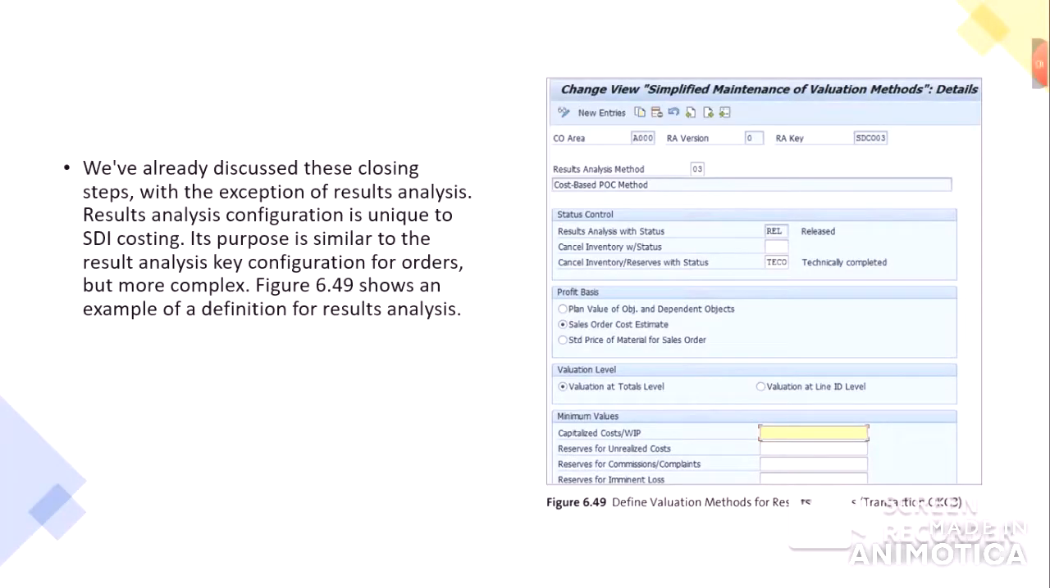I have already discussed these closing steps with the exception of results analysis. Results analysis configuration is unique to SDI costing. Its purpose is similar to the results analysis key configuration for orders, but more complex. This figure shows an example of a definition for results analysis: results analysis method, results analysis with status TECO, state sales order cost estimate. Define valuation methods for results analysis.